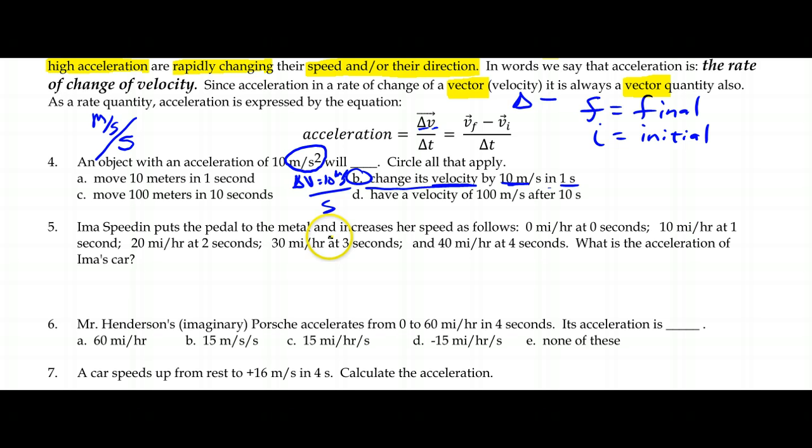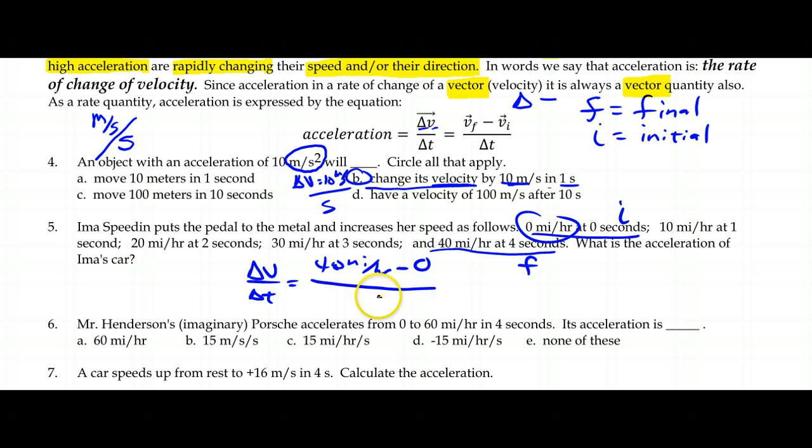Now, in this case, we have multiple data points. They're constant in terms of their change, so we can pick any two to be the final and the initial. I do need a delta v and a delta t. So let's take this one and this one. This is where we're ending, so this is going to be final. This is where we're starting, so that's going to be initial. So I'm going to take 40 miles per hour minus 0 miles per hour. Divide that by delta t. We ended at 4 seconds and we started at 0.